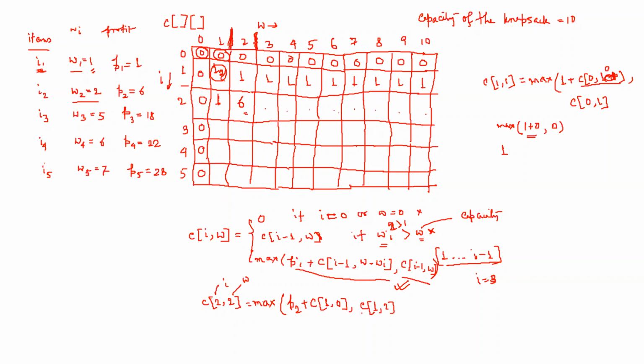So what is the value of C12? C12 means this value. C12 is 1. And what is the value of this? P2 equals 6 plus C10. What is C10? This value is 0. So 6 plus 0 equals 6 and this is 1. Among them, which one is maximum? 6. So here you have to put this 6.